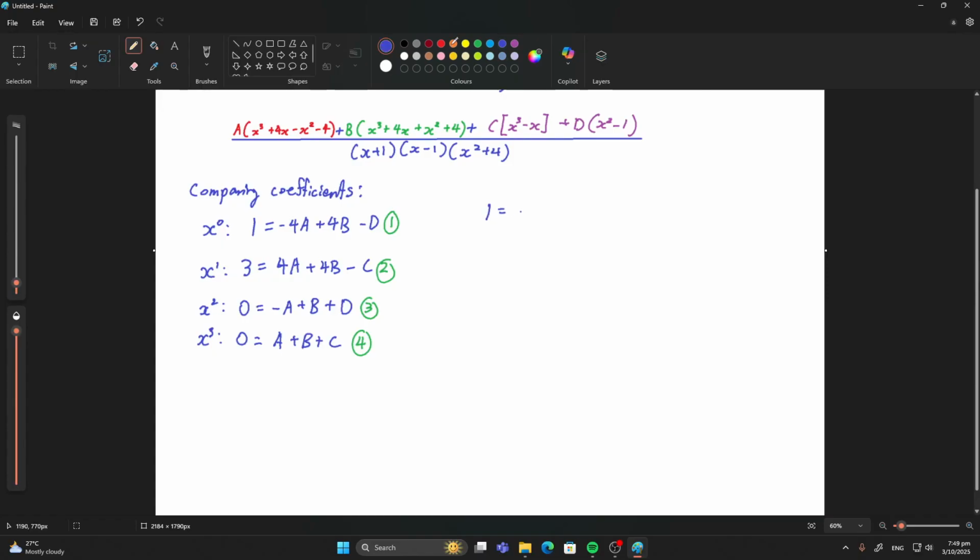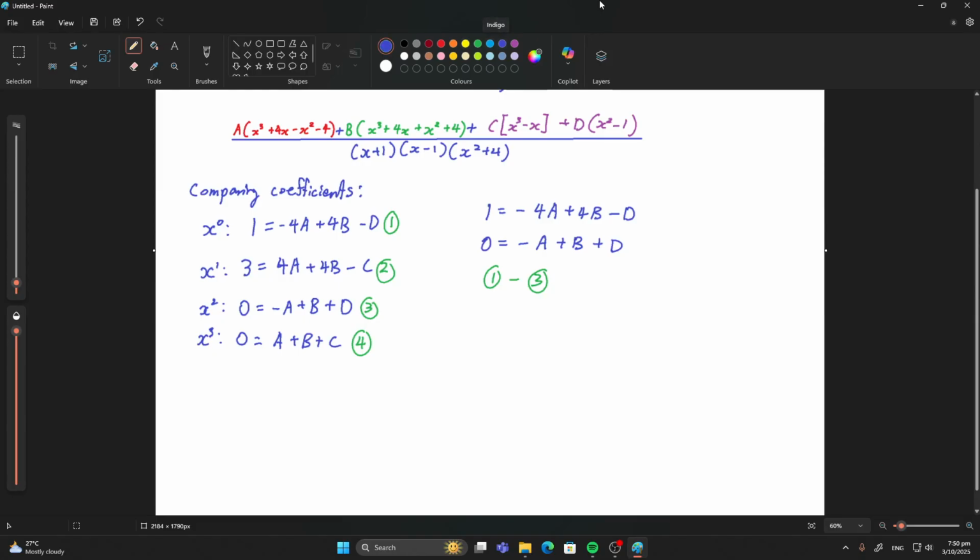So we have 1 equals to negative 4a plus 4b minus d. And then we have equation number 3, which is 0 equals to negative a plus b plus d. So as you can see, the d I'm able to cancel out. Okay, so let me just cancel it out. In this case, I'm going to take 1 minus 3.